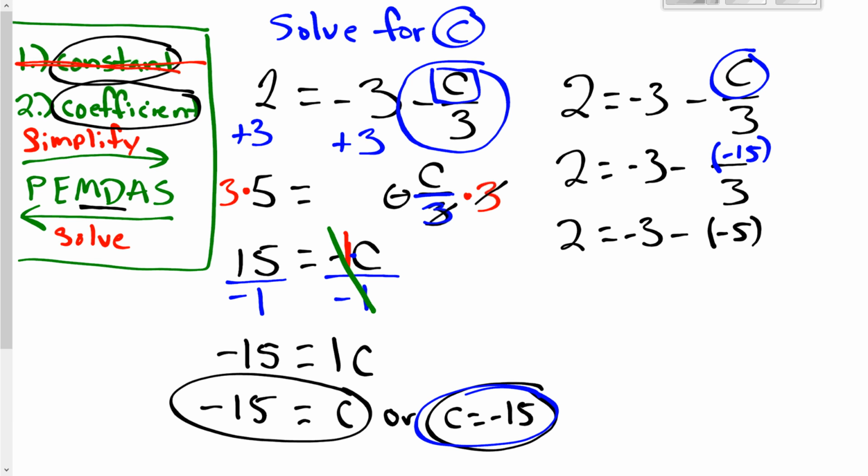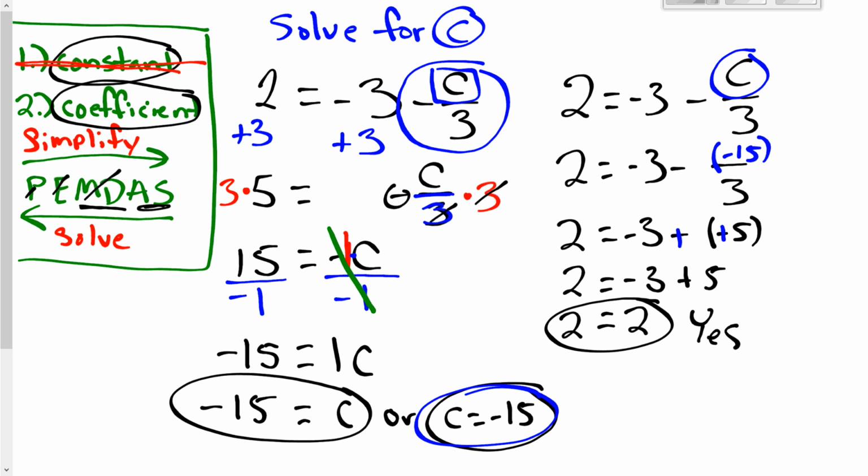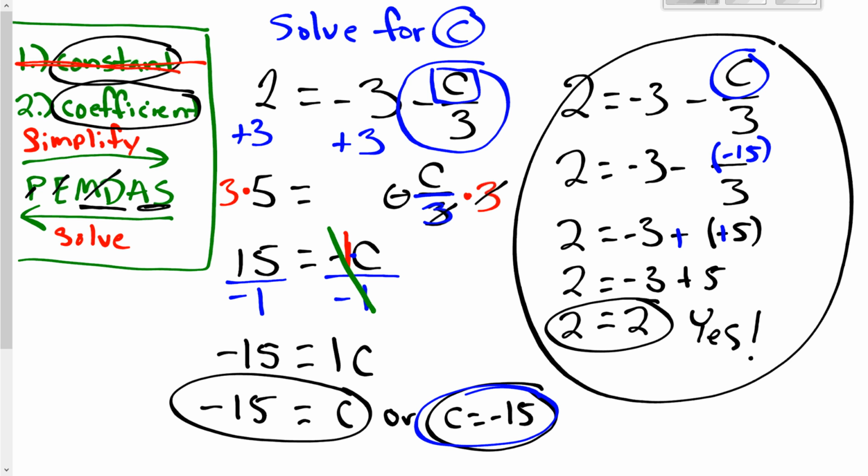And now we have a negative and a negative right here. I'm going to rewrite this so it makes sense. A minus a negative is actually a plus a positive. So I'm just going to rewrite this because two negatives make a positive: 2 equals negative 3 plus 5. All my multiplication and division is done. Now I have to do all of our addition and subtraction. 2 equals negative 3 plus 5 is 2. Does 2 equal 2? Yes, it does. This is my proof to show that all of my work is correct and that c equals negative 15.